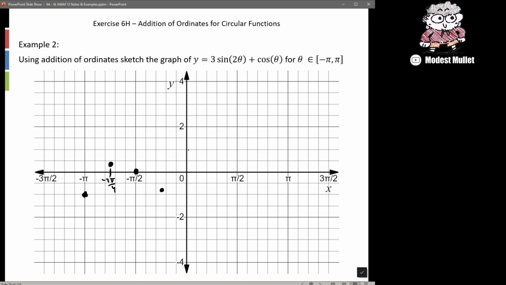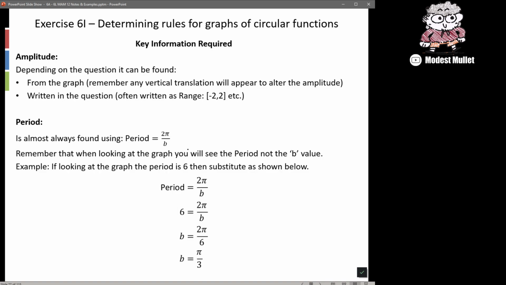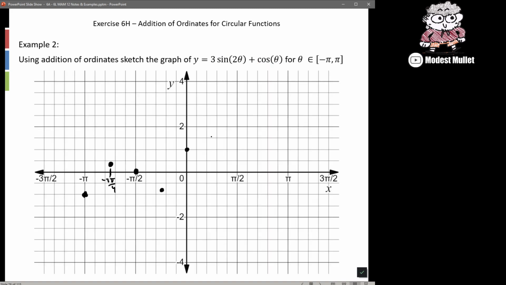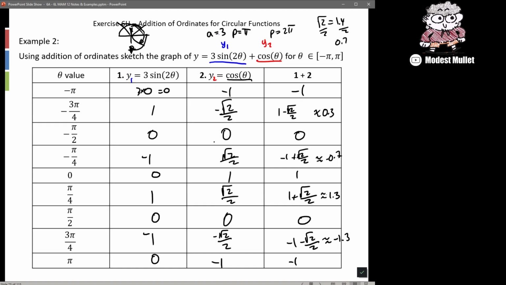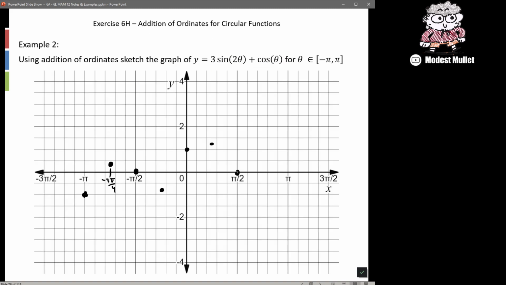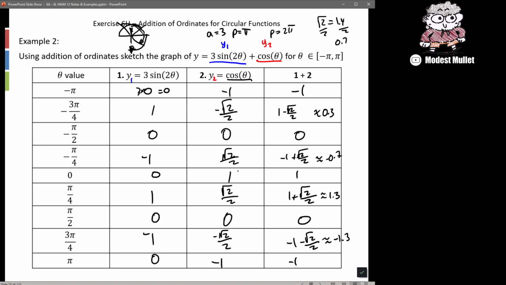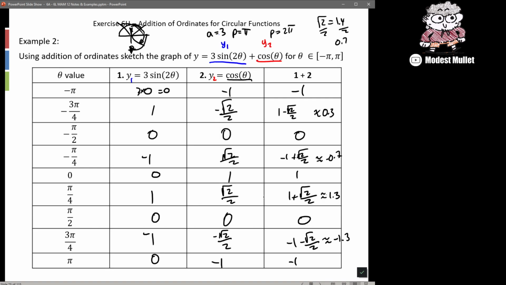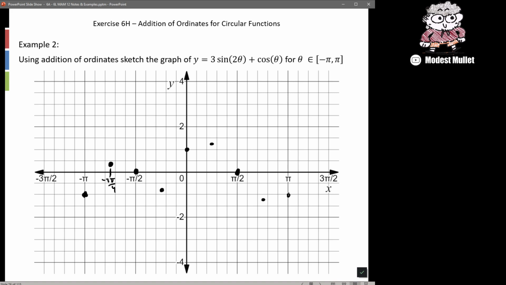0 is 1, up there. Pi on 4 is 1.3, about there. Pi on 2 is back to 0. 3 pi on 4 is negative 1.3, there. And pi is negative 1, there. Now we just need to connect the dots.